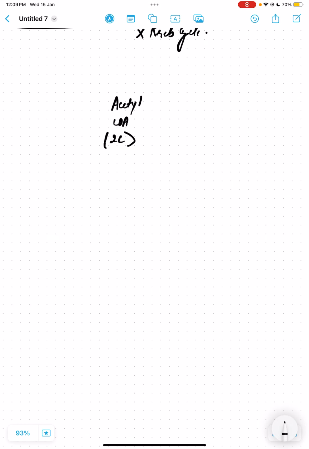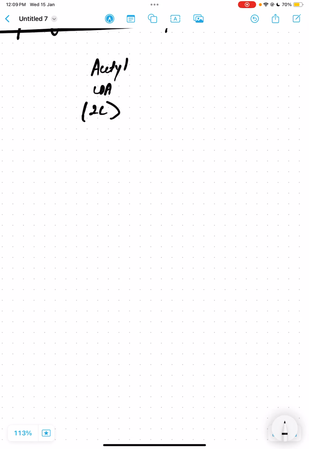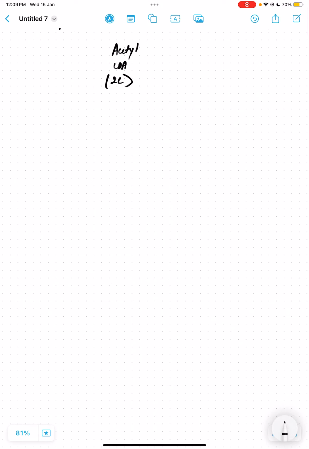Let me write down here: one molecule of acetyl CoA can give 10 ATP. So basically, here acetyl coenzyme A will convert into citrate. I will first mention the cycle and then I will tell you about the enzymes, so as to make it simpler for all of you to remember. So basically acetyl CoA will convert into citrate.